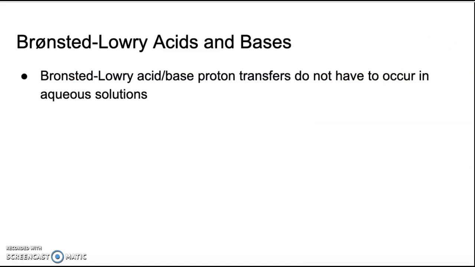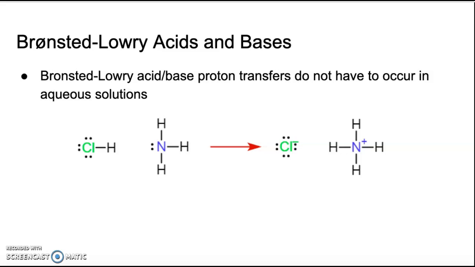Bronsted-Lowry acid-base proton transfers don't have to occur in aqueous solution, so you don't have to have water there to accept or donate a proton. For example, we could take hydrochloric acid and put it in a different liquid, in this case ammonia, NH3, and we can see that the HCl will still donate its proton, acting as the acid, and the NH3 will accept the proton, acting as the base and becoming NH4+, an ammonium ion. All right, so here HCl is the acid, NH3 is the base.